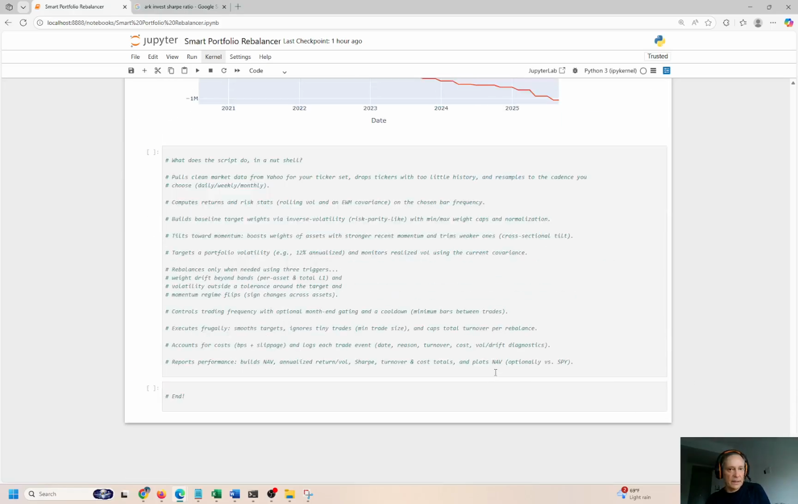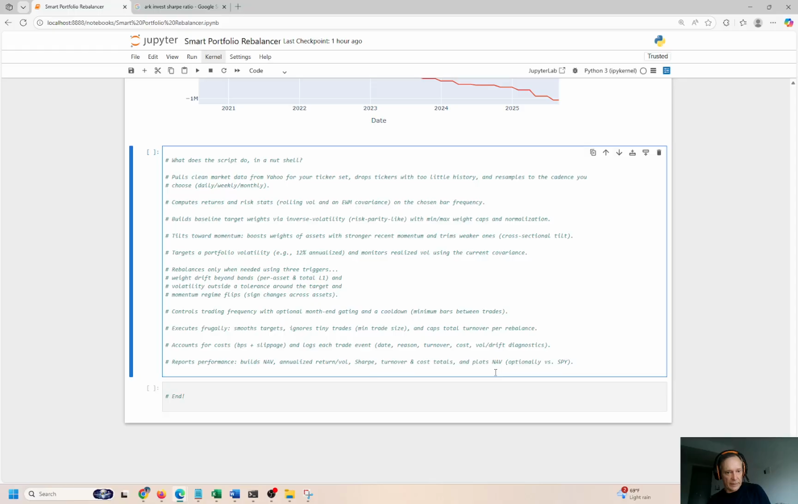So that's it, guys. That's everything in this smart portfolio rebalancer. Everything is done automatically. Just clicking in the cell, hitting Control Enter. You can set this up to run all in one cell. Just run it and you're done.